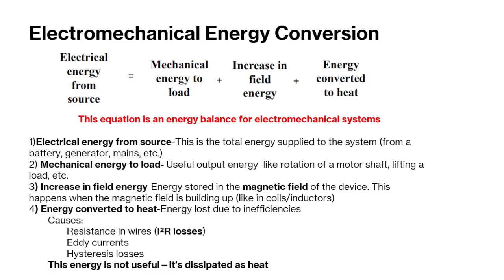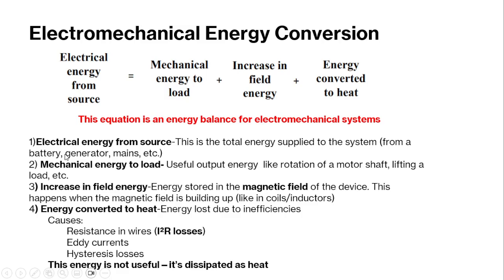And then energy conversion: the electrical energy from the source is equal to the mechanical energy to the load, the increase in the field energy, plus the energy converted to heat. So remember, you have energy, you need to use some of that energy to generate the magnetic field. And once that magnetic field is generated, it would then use some of the energy to do the mechanical load. And in all things, you have losses, which is the energy converted to heat, because you will have I squared R losses, right?